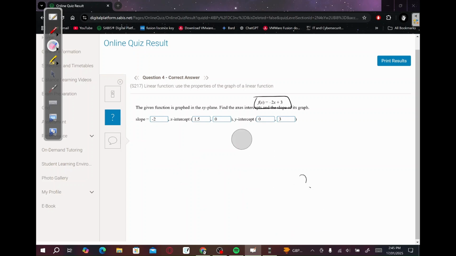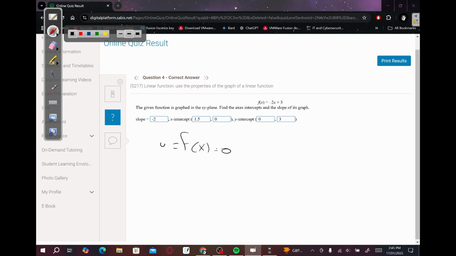Now the x-intercept. X-intercept means when y equals 0. Right? They're basically telling you to find the value of x when y equals 0. This is what the x-intercept is. So what we do, we substitute f of x equal to 0, because remember, y is f of x in terms of graphing functions.